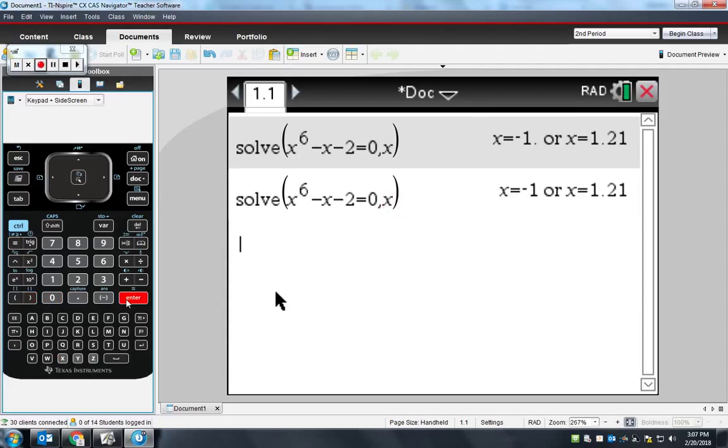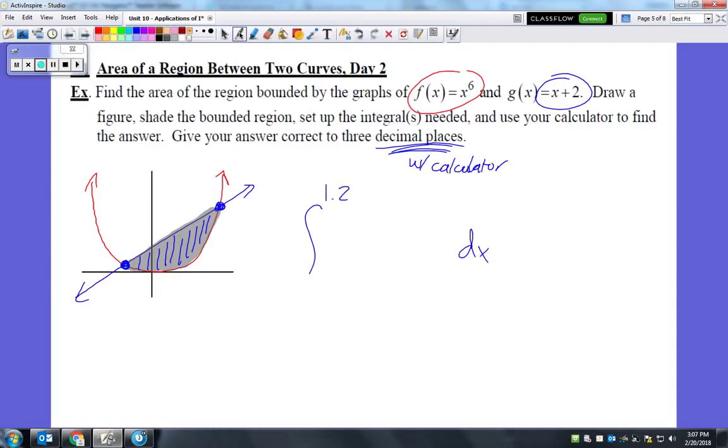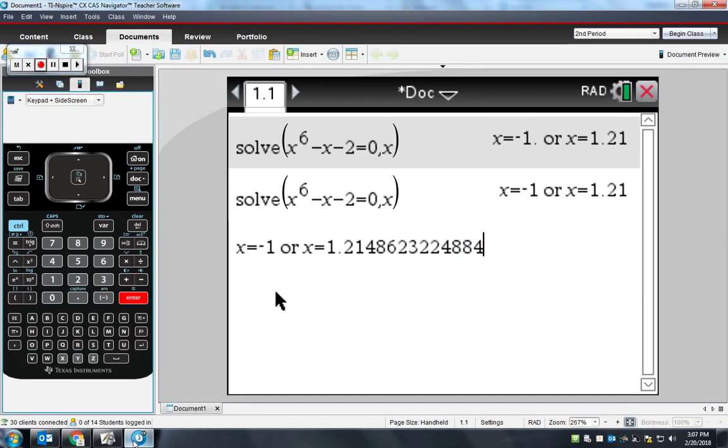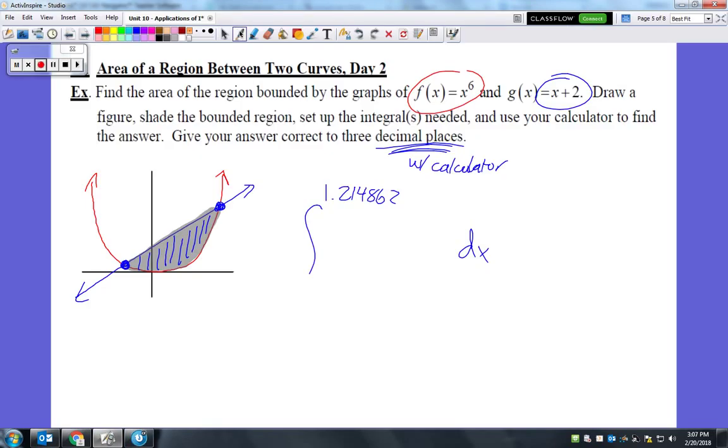How many decimals do I need throughout a problem from the experience? 6. So to get all 6, go up, press enter, 1.214862, and then the other one was our negative 1 right here. So you have negative 1 for x. So this is that negative 1, and this one right here is the 1.214862. You with me? What's the top function?